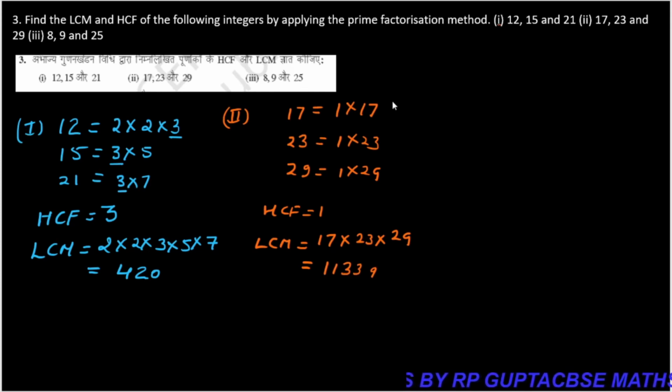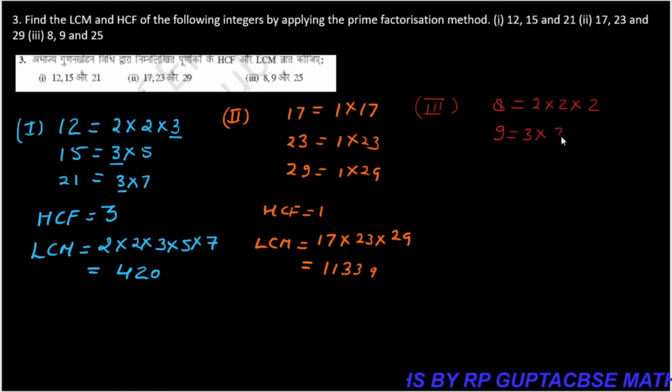Now I am going to solve the third part. What is given in the third part? 8, I can say 2 into 2 into 2, 2 twos are 4, 2 fours are 8. After this 9 is given, 3 into 3. And after this 25 is given, I can write it as 5 into 5. So here, find the HCF. Is there any number common between these three? No, I don't think any number is common. So the HCF will be 1.